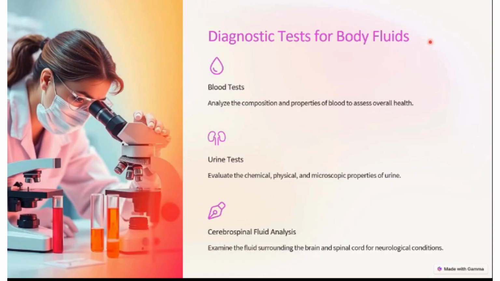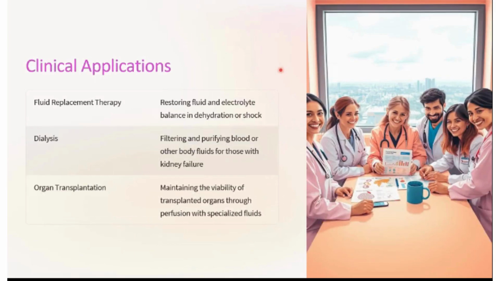Diagnostic tests for the body fluids: we have blood tests, which analyze the composition and properties of blood to assess overall health. Urine tests evaluate the chemical, physical and microscopic properties of urine. Cerebrospinal fluid analysis examines the fluid surrounding the brain and spinal cord for neurological conditions.